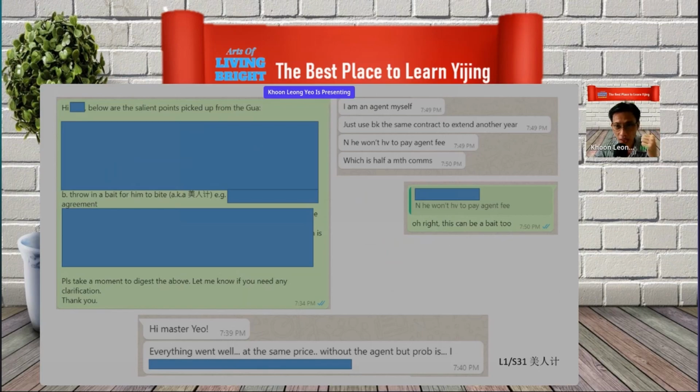So she went back and thought about what to fill into the container. Then she said, okay, I'm an agent also. I can use the same contract to extend another year, and he won't have to pay the agent fee. So to the landlord, that sounds nice, which is about half a month's commission. So okay, good. To me, from a third party point of view, this could be a good bait to use. So I say, go ahead, let's try it out.